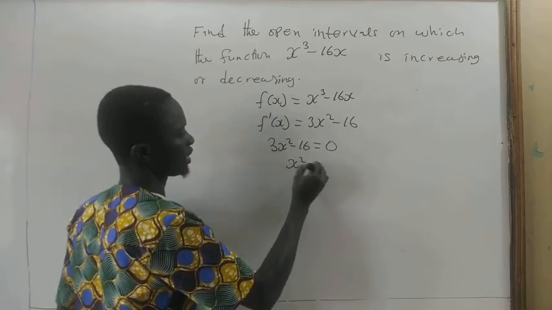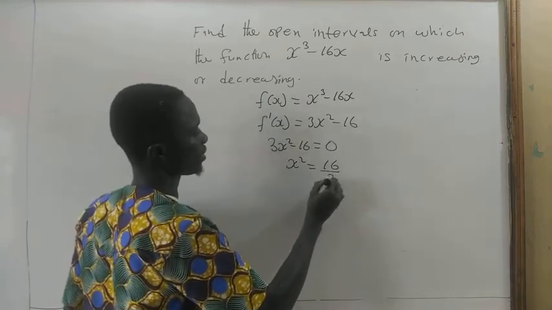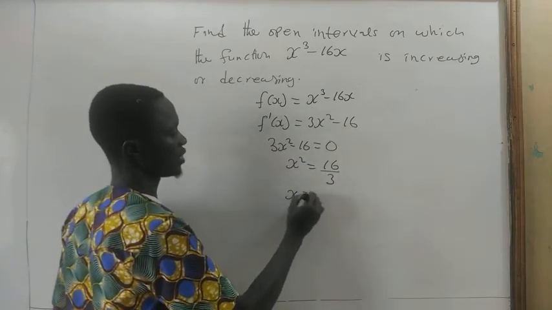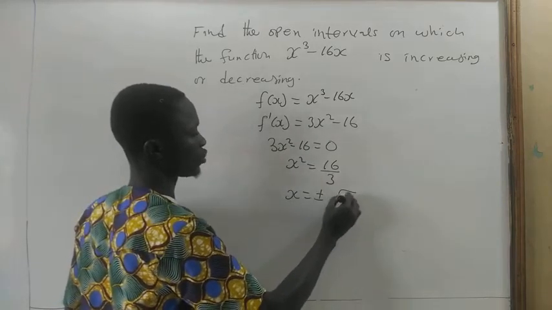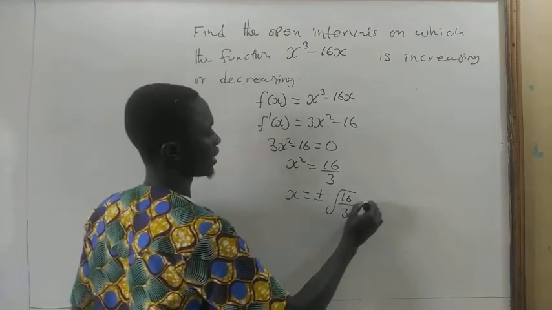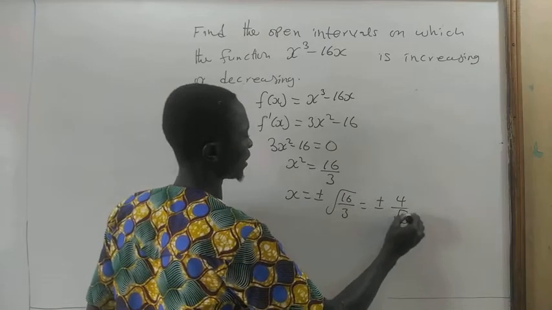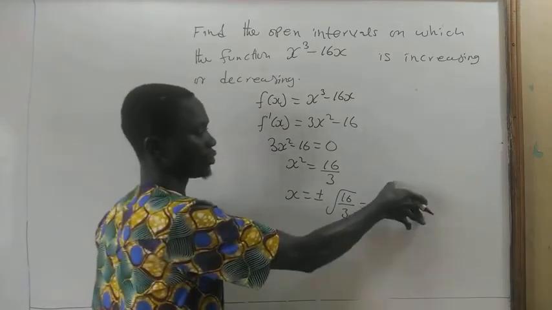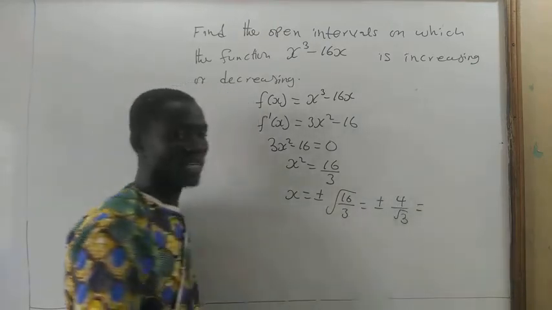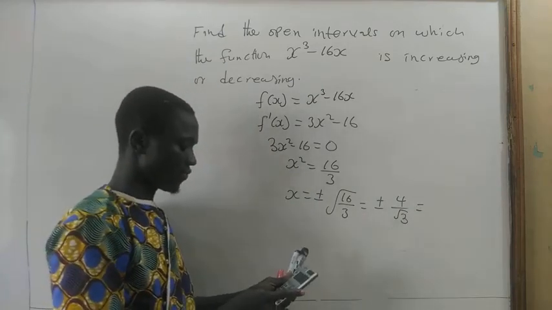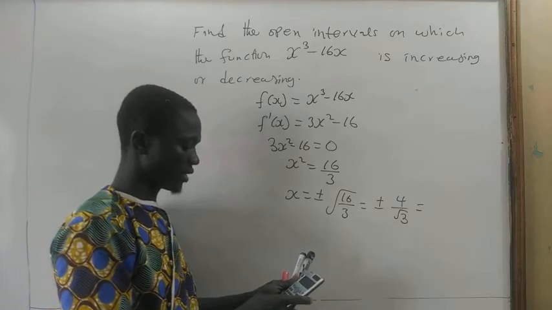We have x squared equal to positive 16 on 3. That is, 16 will come here and divide both sides by 3. We have x equal to plus or minus the square root of 16 on 3. That will give us plus or minus 4 on root 3. If you like, you can change it to decimals or you can leave it this way. Now, if you change this to decimal, you have 4 divided by root 3.